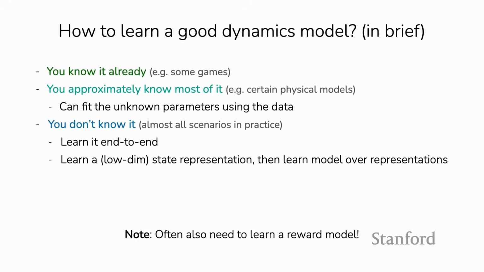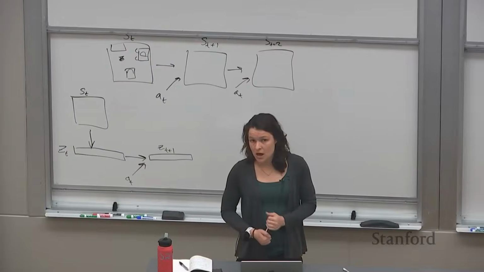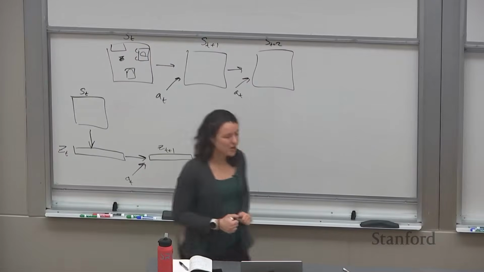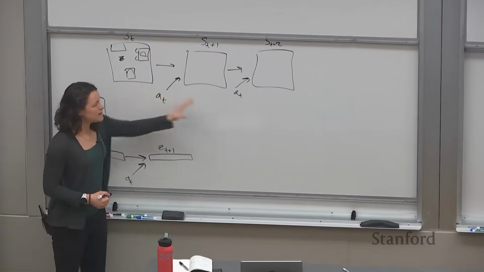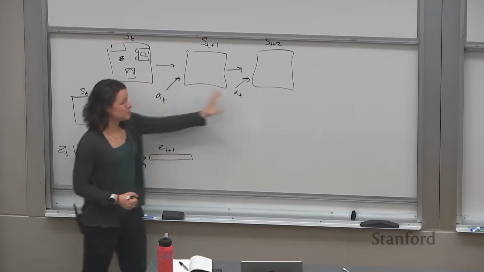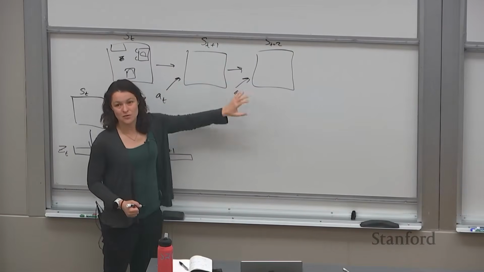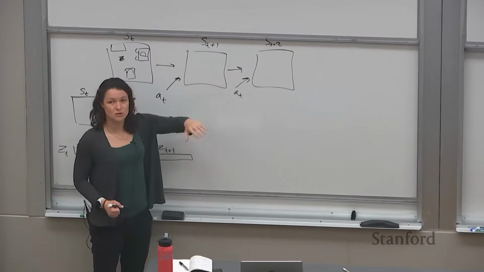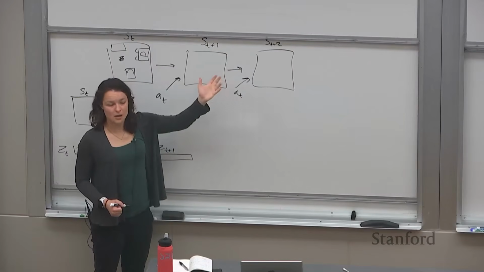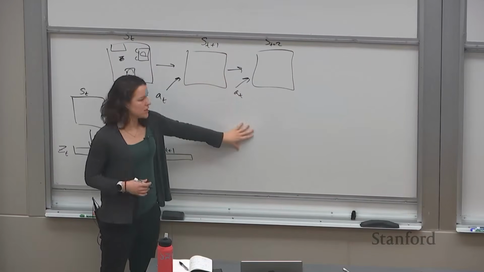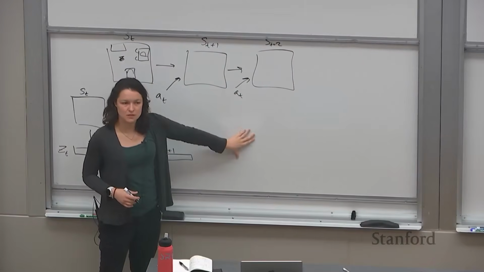The other thing that I'll mention here is that oftentimes when you're trying to learn these models, typically with supervised learning or generative modeling techniques, you will also need to learn a reward model as well. The reason for this is that if you want to use your model to generate data, or to see into the future, you need to see not just the states, but also how those predicted states will lead to rewards. And so we'll talk about what that looks like on the next couple slides.